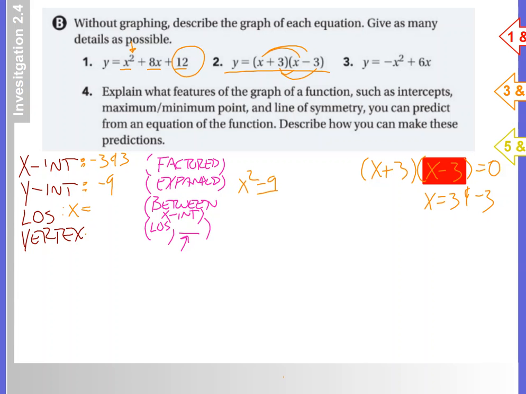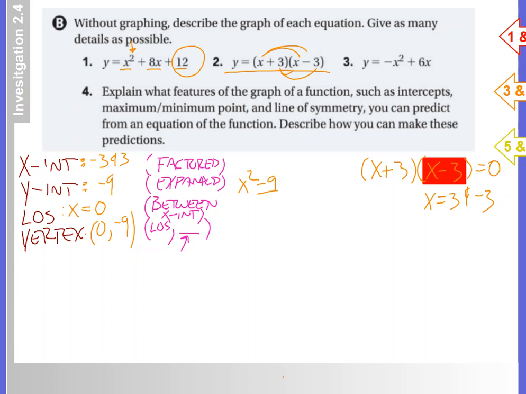So a difference of squares has no linear term. So what number is halfway between -3 and 3? Well, that's pretty easy. That's just 0. So all differences of squares will have the line of symmetry on the y-axis, which makes life really easy, because then the vertex is just the y-intercept, because we already know what y is when x is equal to 0.